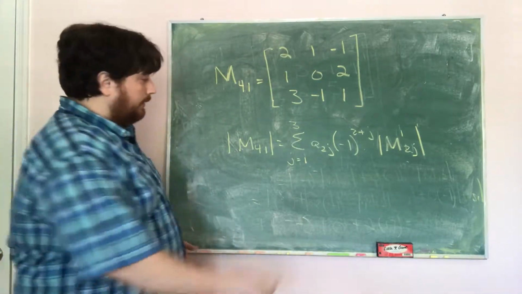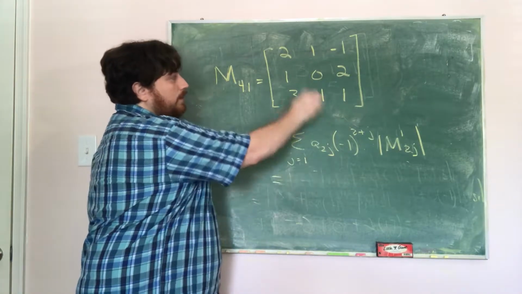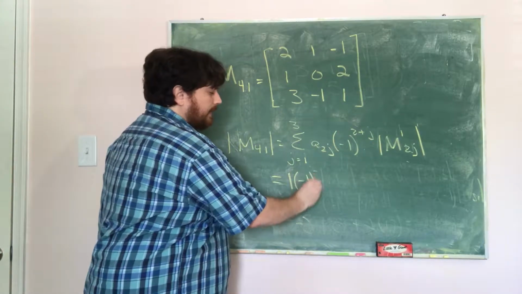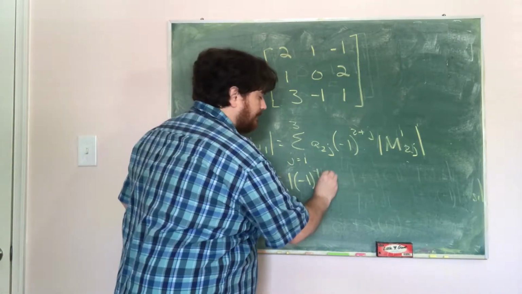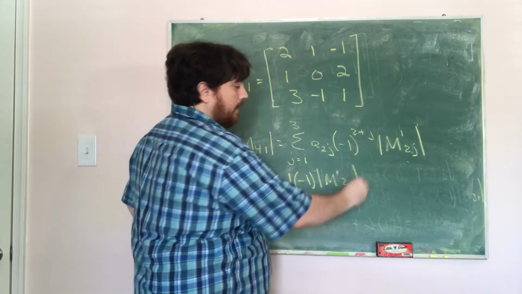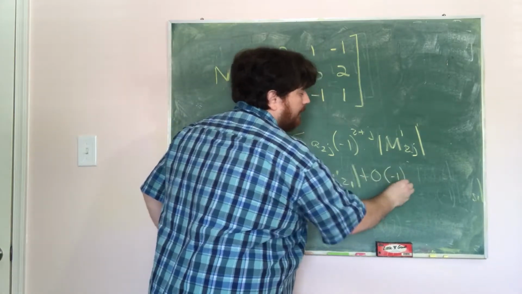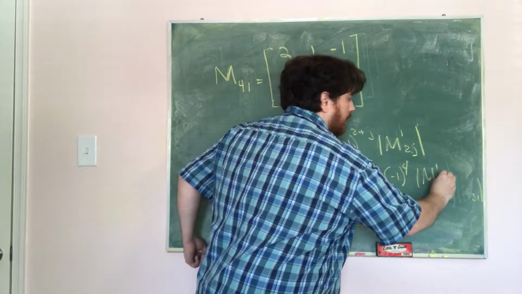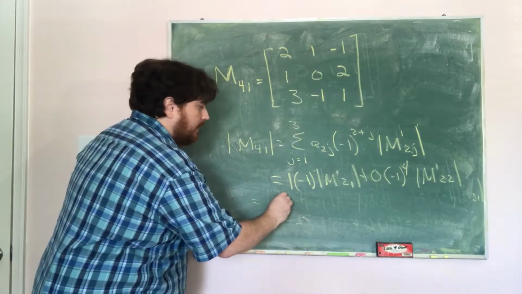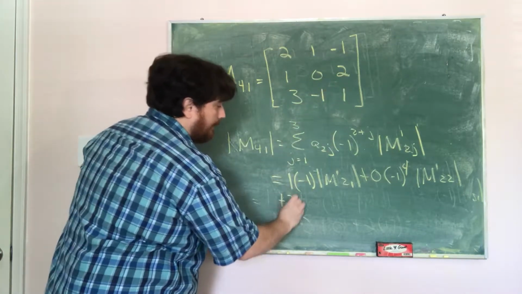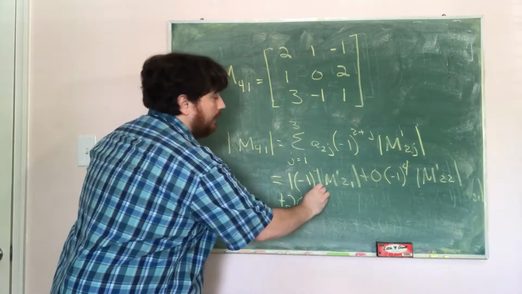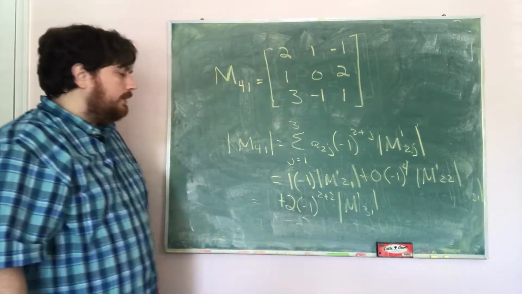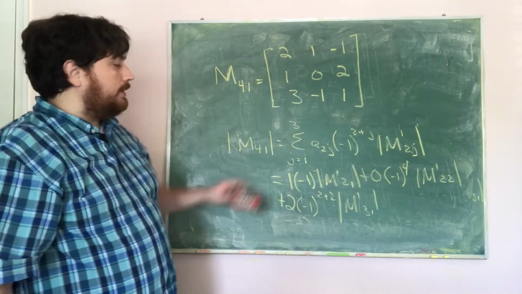So now again, we'll fill those in as we go and see what they're going to be. So a sub 2,1 is just 1, times negative 1 to the 2 plus 1, which is negative 1 cubed, is negative 1, times the determinant of M prime sub 2,1, plus 0 times negative 1 to the 2 plus 2, which is 4, times the determinant of M prime sub 2,2, plus 2 times negative 1 to the 2 plus 3 times the determinant of M prime sub 2,3. So now this is what we're going to have for the determinant of this matrix.